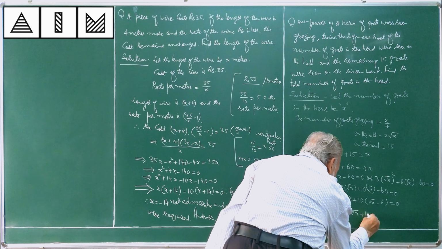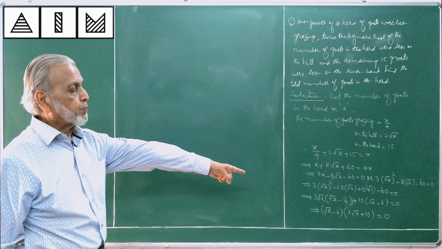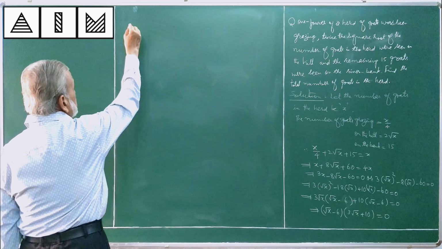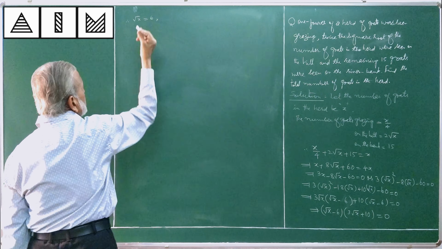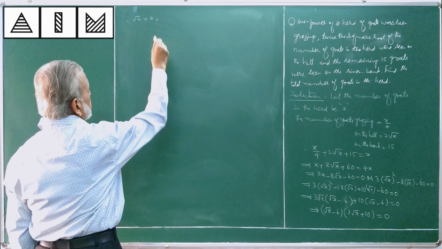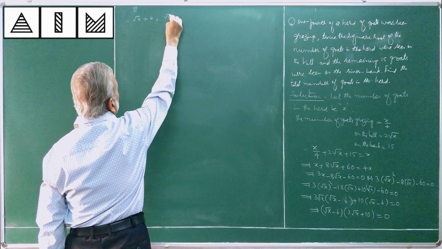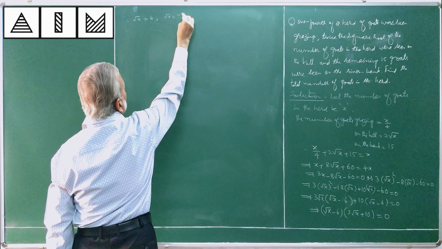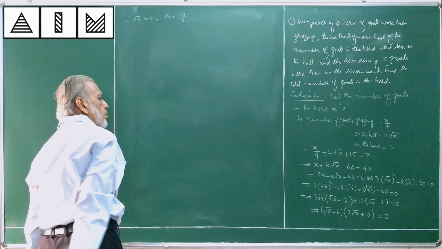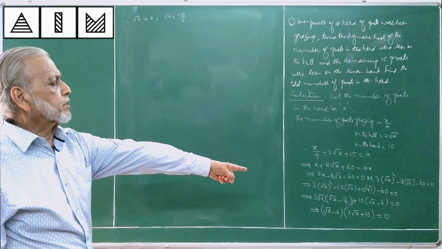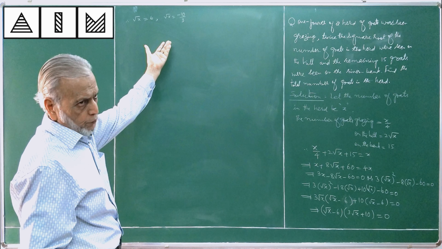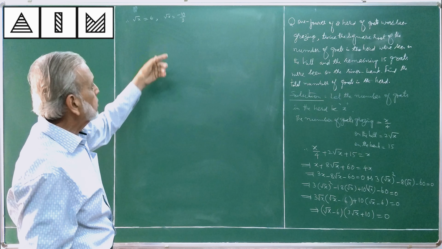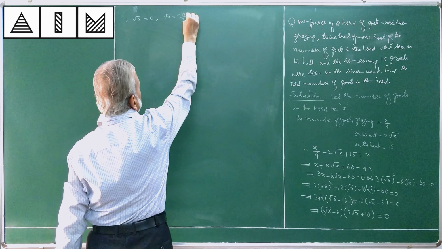is equal to 0. Continuing the work, root x minus 6 into 3 root x plus 10 is equal to 0. I am separating the factors. Root x minus 6 is equal to 0, that is root x is equal to 6, and 3 root x is equal to minus 10, root x is equal to minus 10 by 3. This can't be the number of goats or the square root of it, because x is number of goats, therefore this is not admitted.